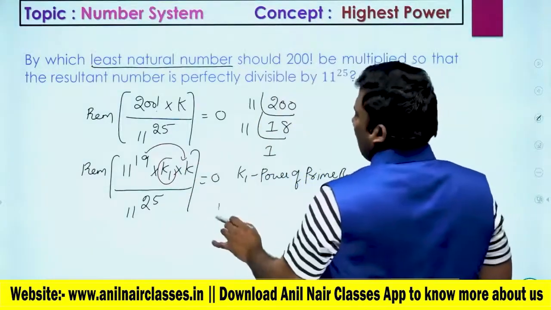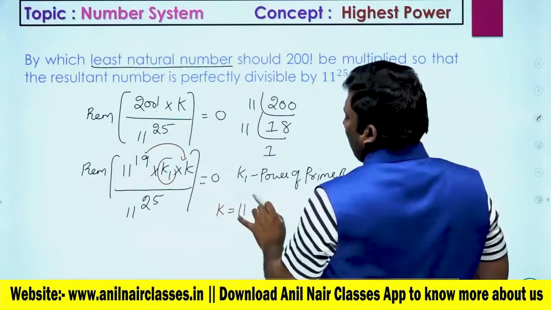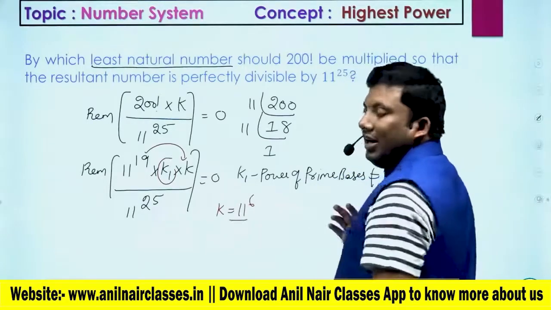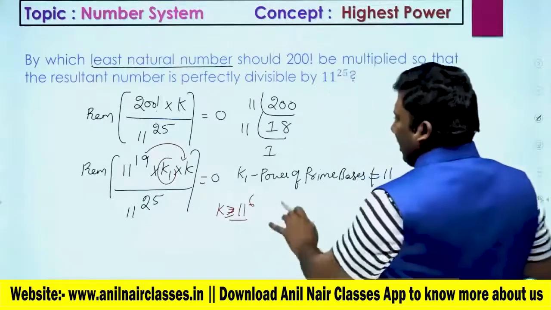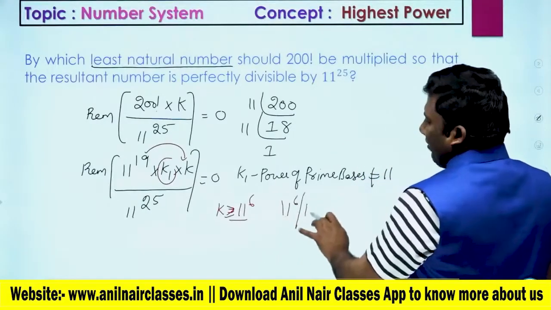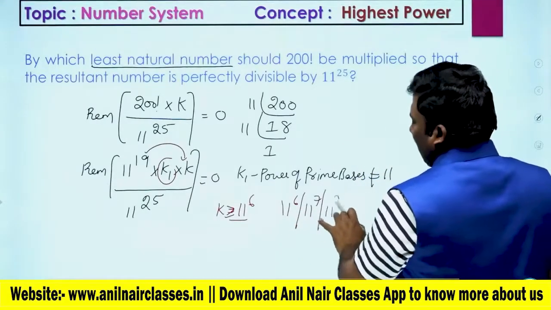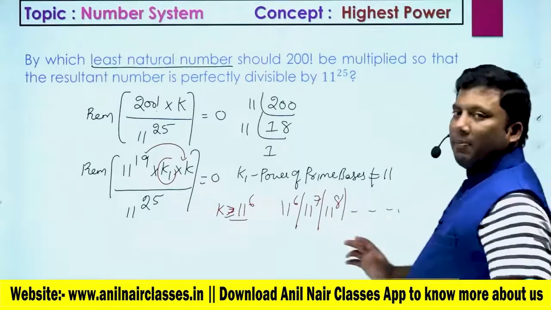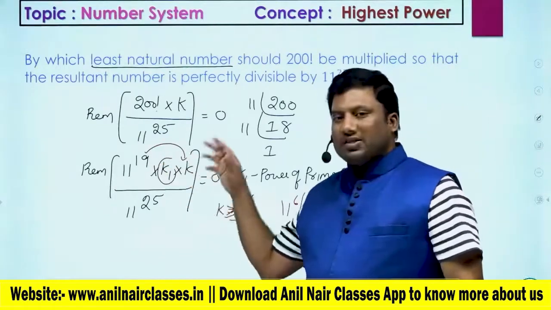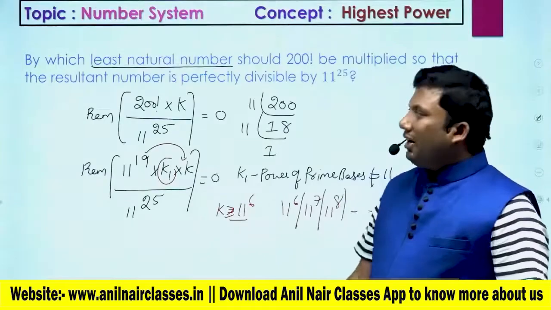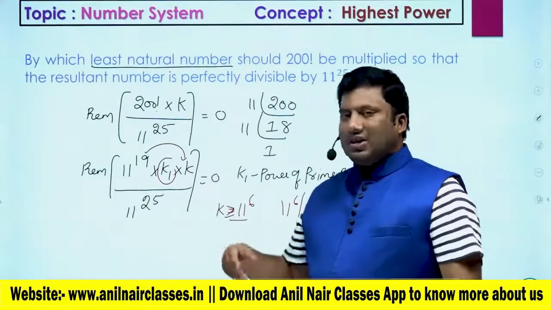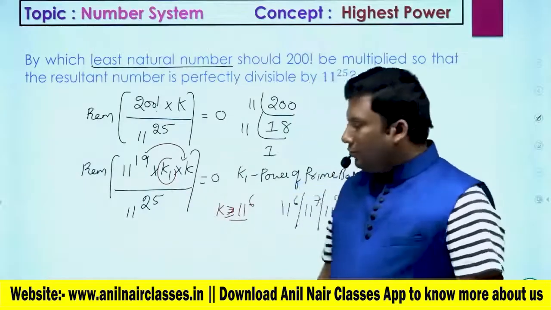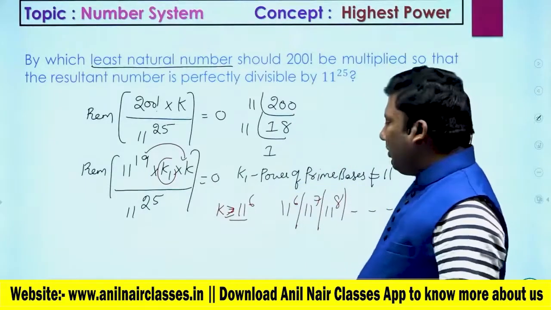So k should have minimum 11 power 6, or anything greater than or equal to 11 power 6. That means it can be 11 power 6, 11 power 7, 11 power 8 and so on. 11 power 19 into 11 power 6 is 11 power 25, divided by 11 power 25 gives remainder 0. 11 power 7 gives 11 power 26, which is also divisible by 11 power 25.